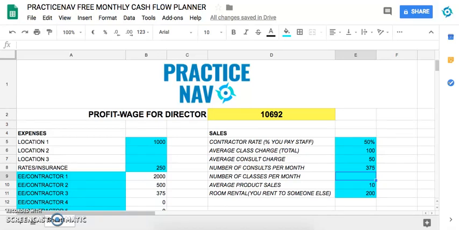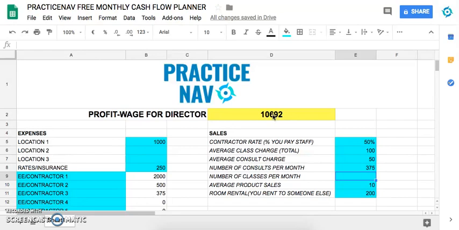Okay guys, so this is the free PracticeNav monthly cash flow planner. It helps you get a handle on your business numbers, and it's very simple. So we're just going to quickly run through it here now. Basically we're trying to adjust the number in the yellow box, and all we have to do is fill in the numbers in the blue box.